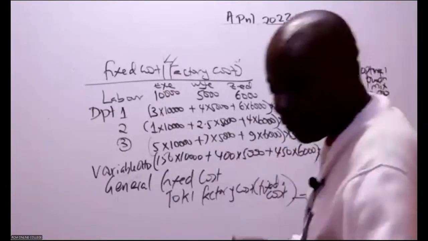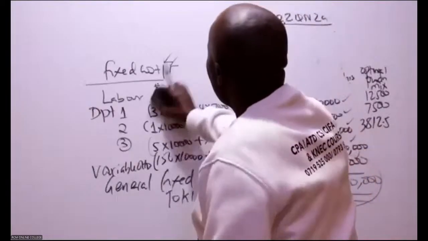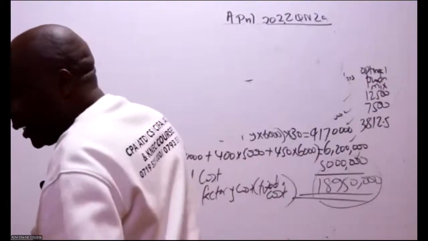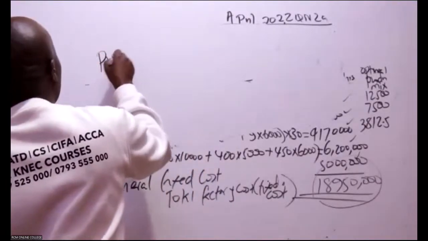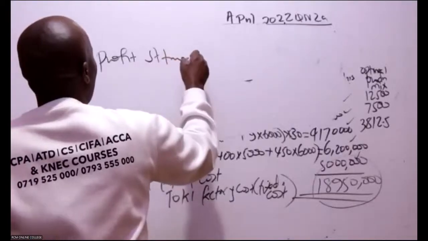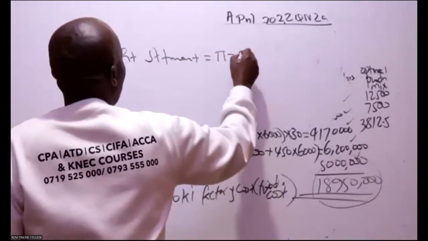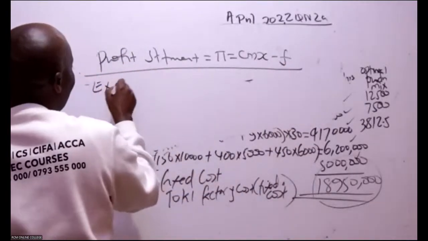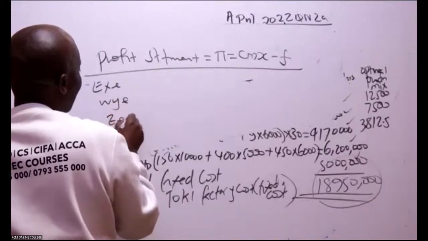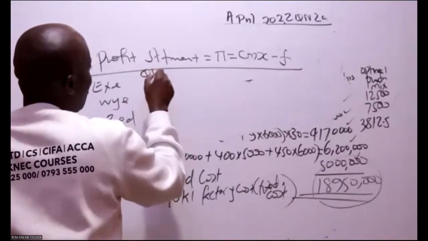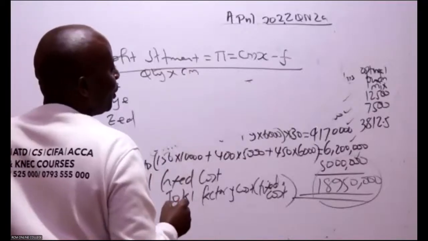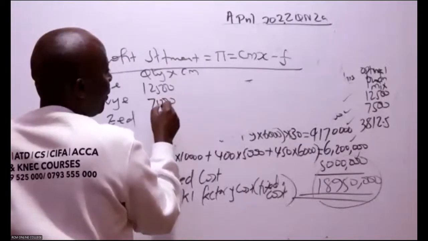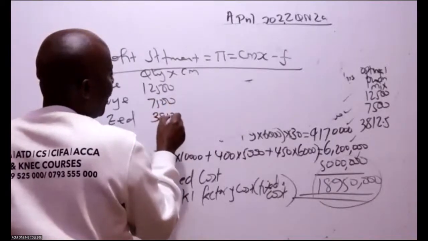So move there very fast and give me the profit statement. Remember, profit is CM times X minus fixed costs. So we have here X, Y, Z. Already we have quantity times CM. The quantity, the first one is 12,500, then we have 7,500, and we have 3,812.5.